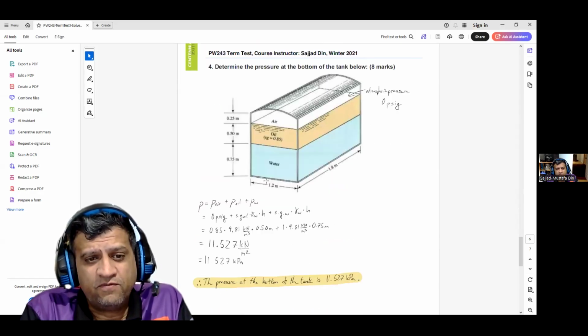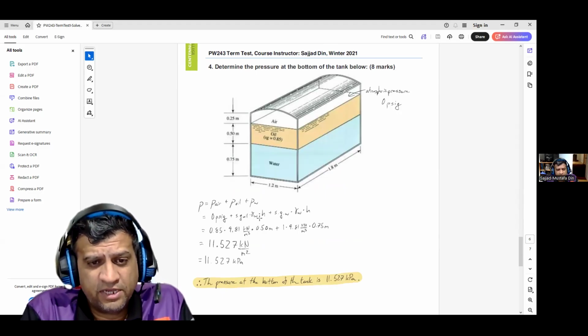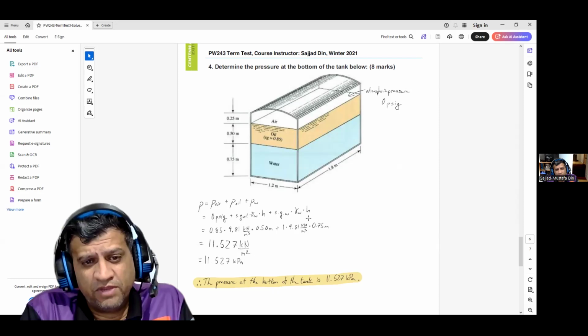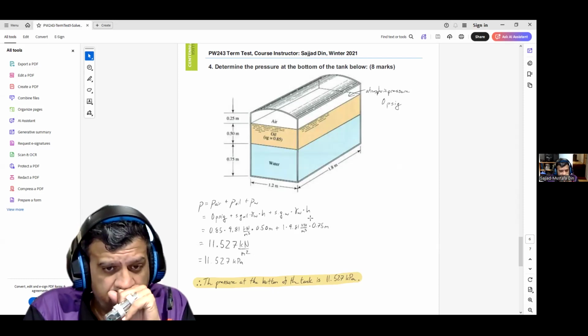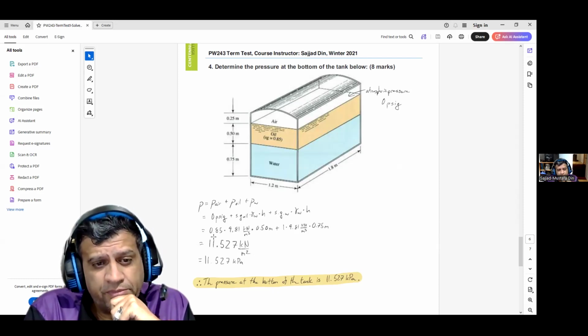In the case of question number 4, determine the pressure at the bottom is what the question says. So the pressure of the air, since it's vented to the atmosphere, is 0. So the pressure of the oil is going to be specific gravity of oil times specific weight of water times the height, plus the same formula for the water. So this becomes 0, the air.